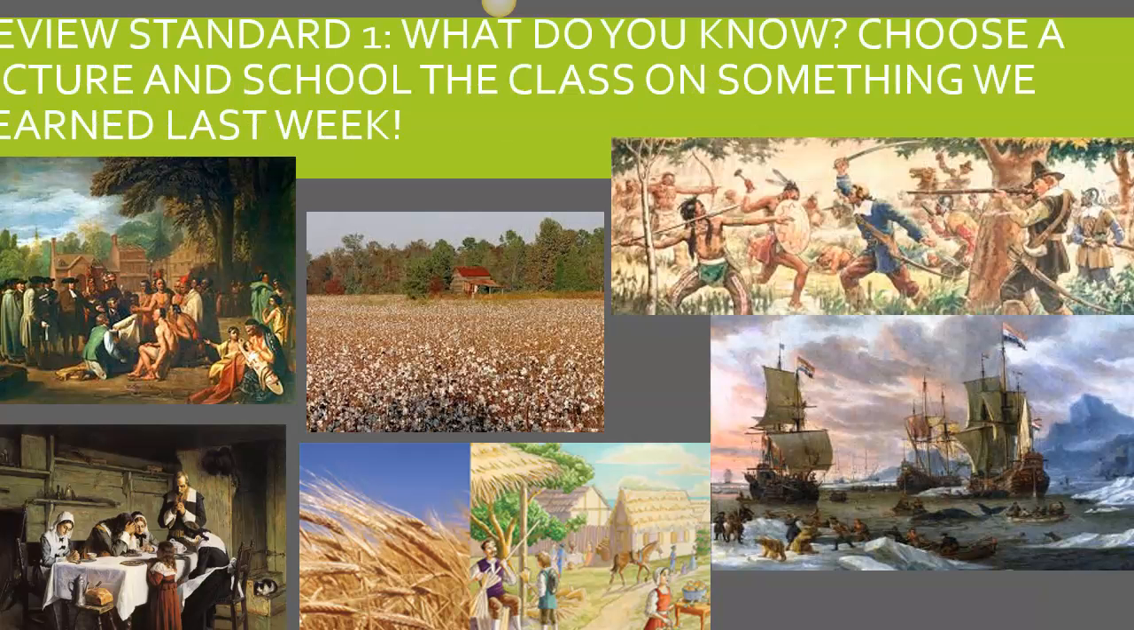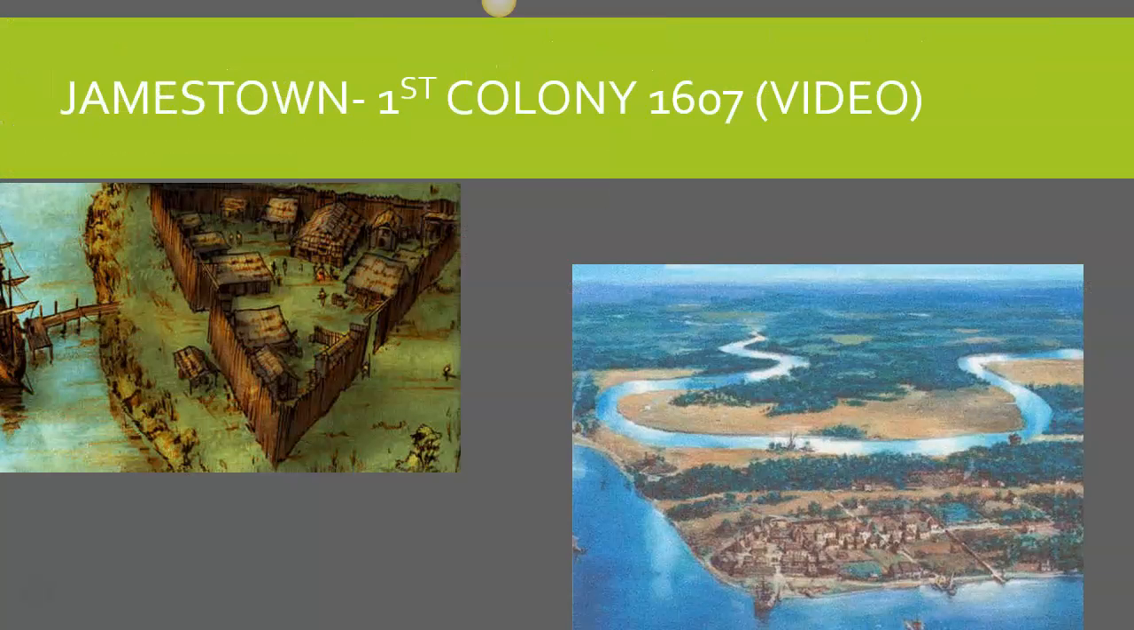So just looking at this picture, this was a review from Standard 1. I just wanted you to pay attention to the different scenes that you see and think about what it brings to mind. It should bring different colonial regions to mind, what their economies were based off of, different religions, relationships with the Native Americans. If you can think of several things when you look at these pictures from Standard 1, then I think you've done pretty well. If none of this rings a bell, then I would suggest you go back and watch the recordings for Standard 1.